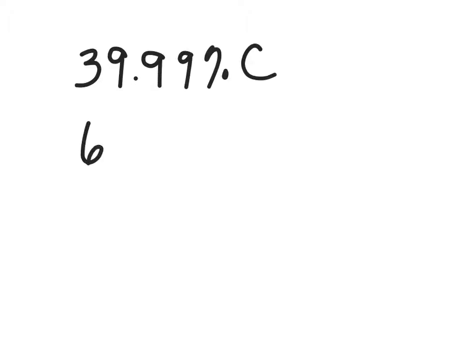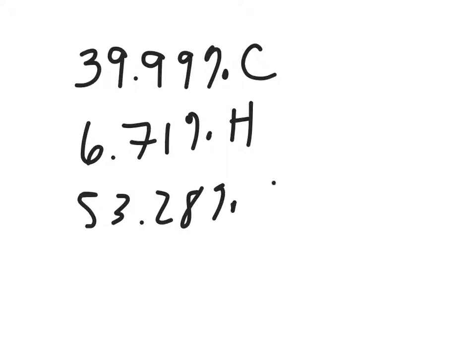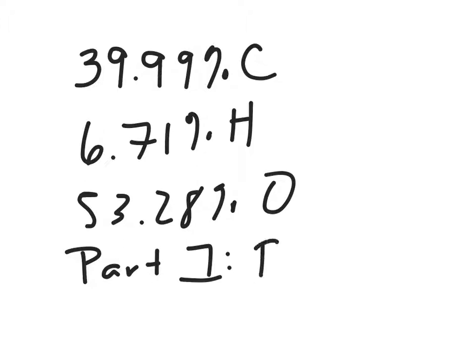But from their experiment, they figured out that this unknown compound is 39.99% carbon, it's 6.71% hydrogen, and it's 53.28% oxygen. So we want to go from these percent compositions to figuring out how many carbons, hydrogen, and oxygens are there in our chemical formula. But in this first step, in part 1, we're just going to figure out the ratios of the elements.